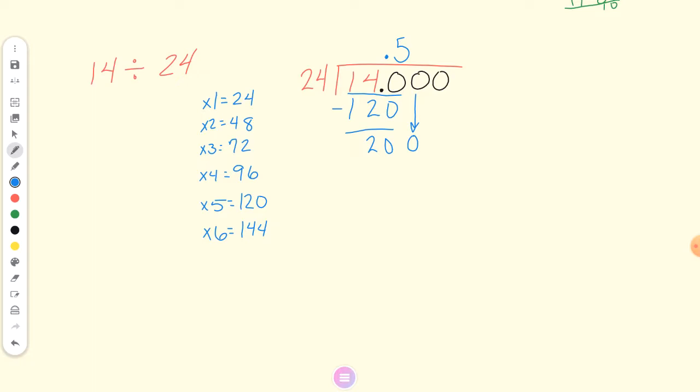Anybody know what 144 plus 24 is? 168. Let's go ahead and do one more. We can add them. 168 plus 24. 182. Should we try? Let's go ahead and do the last one. We only have one more. Just because we only have one left, we might as well figure it out.